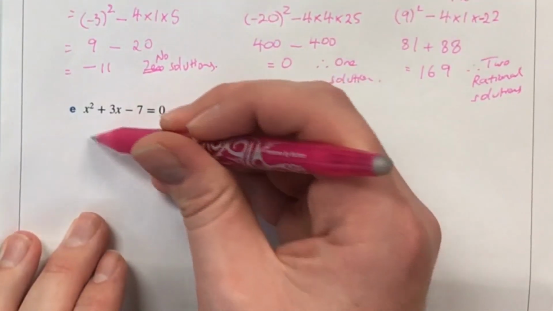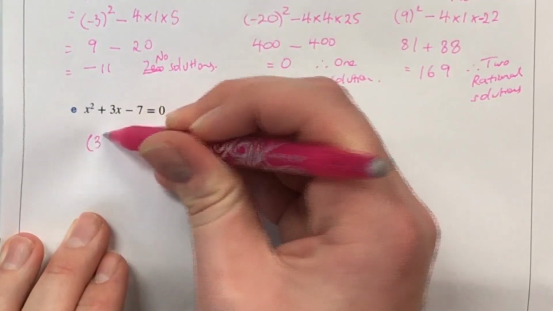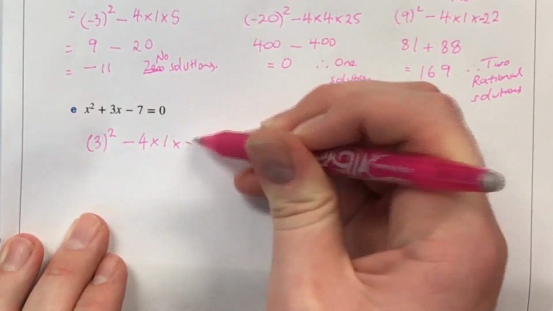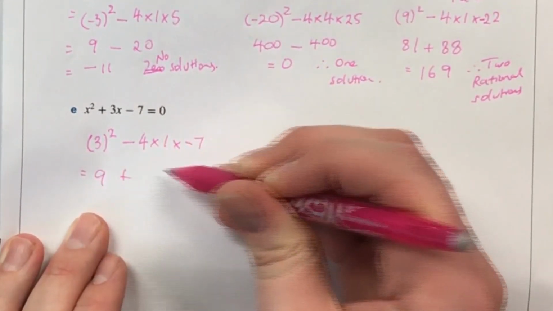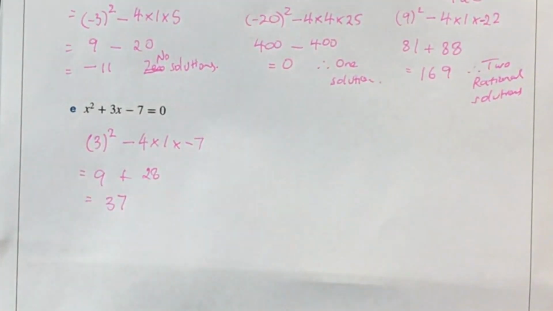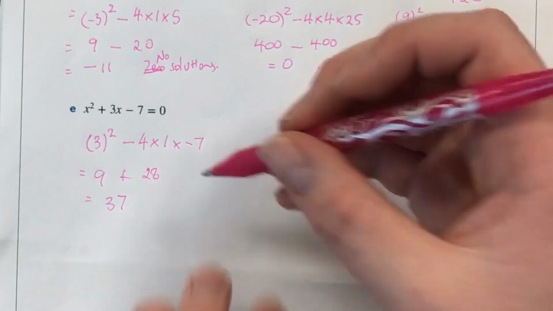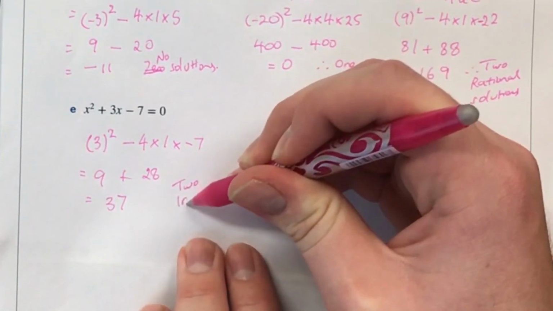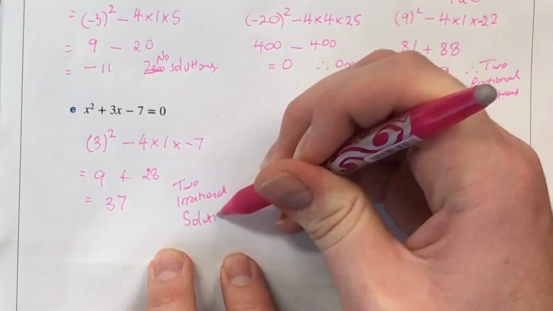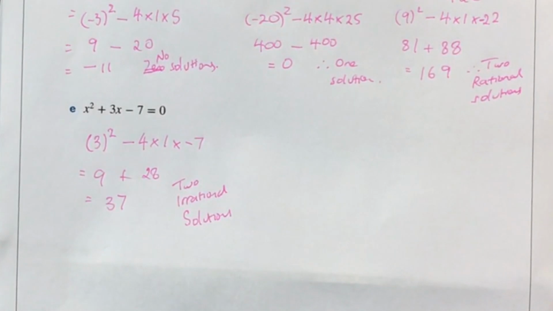And then finally, 3 squared minus 4 times 1 times negative 7. 9 plus 28 gets me 37. How many solutions and what type? 2 irrational solutions, because 37 is not square rootable, or it would not have an integer answer if you square rooted it.